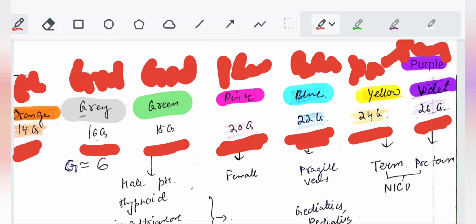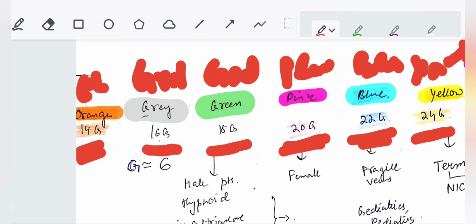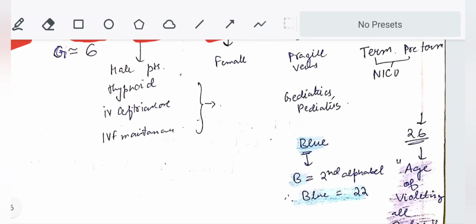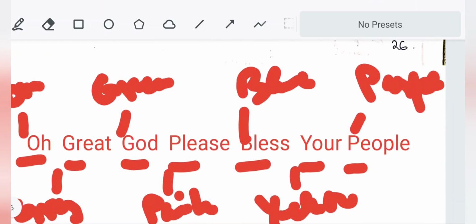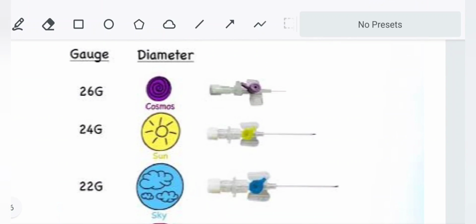And as the number of the gauge increases, the size will decrease. That is, this will be of the least size and this will be the greatest size. Now let's see another mnemonic, a pictorial mnemonic, to memorize this. Okay, let's see this.